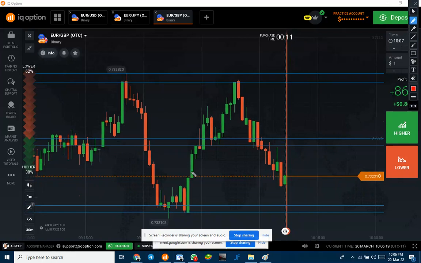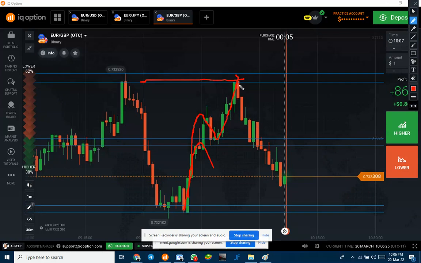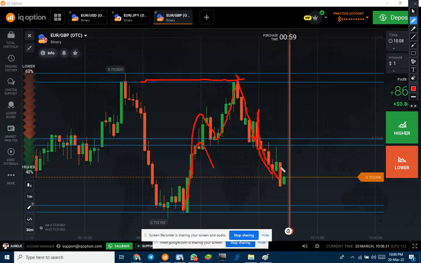Because that is what happened here, which we expect sellers to enter, but it broke the upper level and continued. So it's ranging, testing the high. Same thing here, it broke the lower level. I expect the buyers to enter, but it continued to the downside, touched the level. Now it's going down.